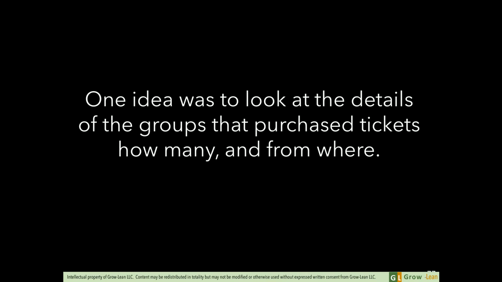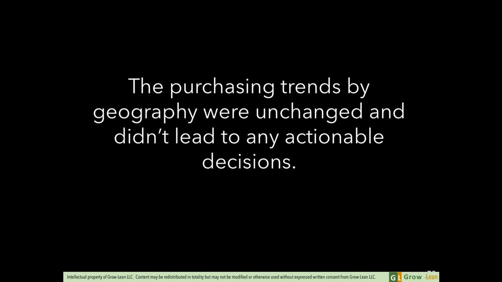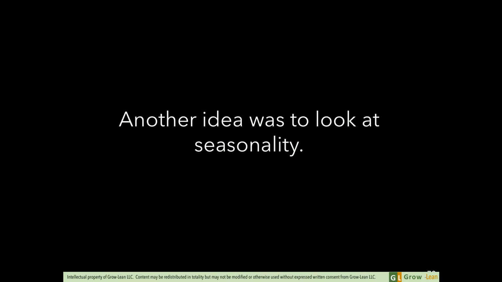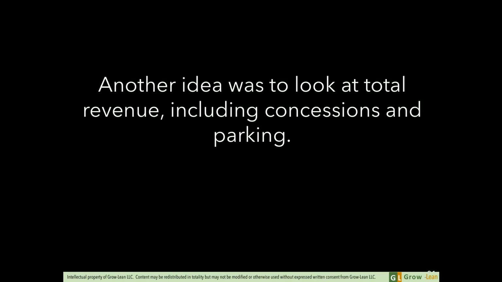All right. What I do is look at the details of the groups, where they came from, how many they purchased. You're pretty typical, just like data, like where you live, when you purchased it, how many did you buy at once. Purchasing trends by geography were unchanged, the number of tickets per block, nothing really stood out there. Another idea was look at seasonality. We didn't have any. Another idea was look at total revenue.